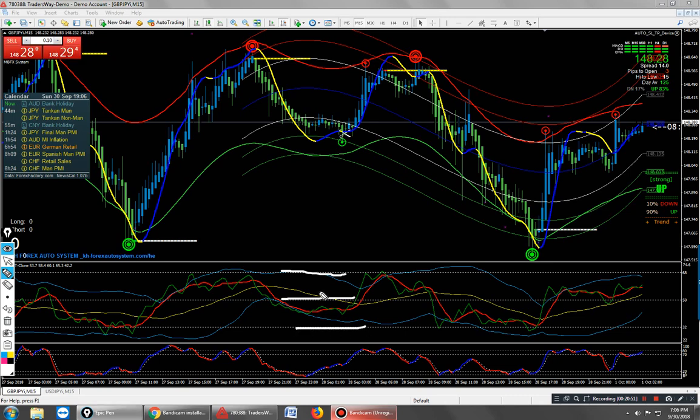But the main thing is these three lines are some of your primary Fibonacci levels, if you want to look at it like that. And I'm going to go over some examples with you in just a minute.